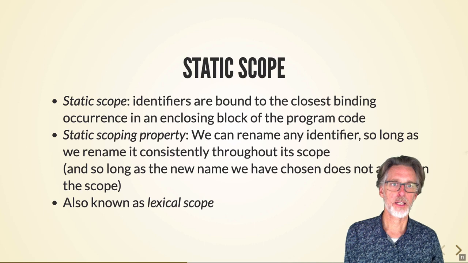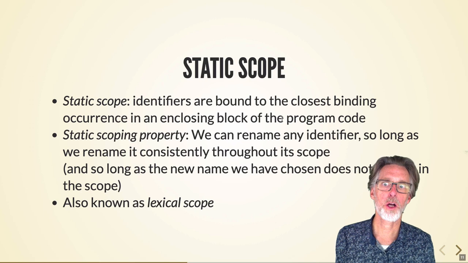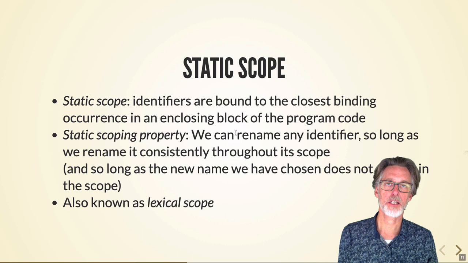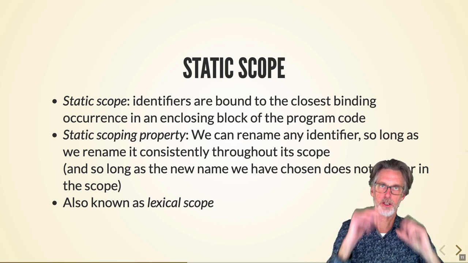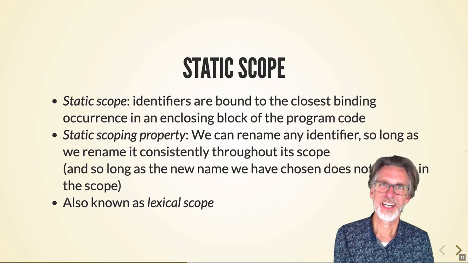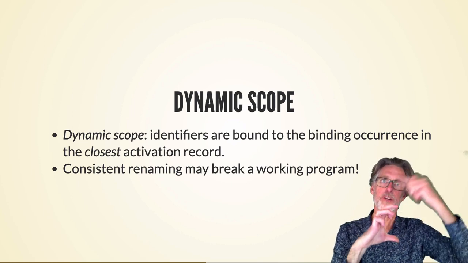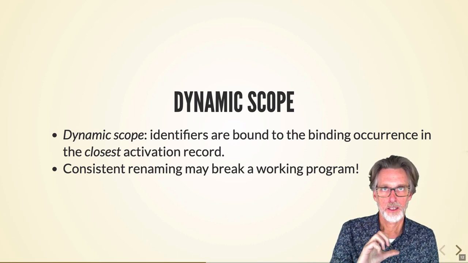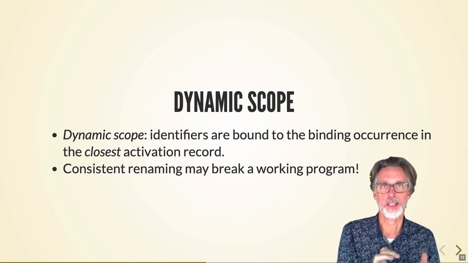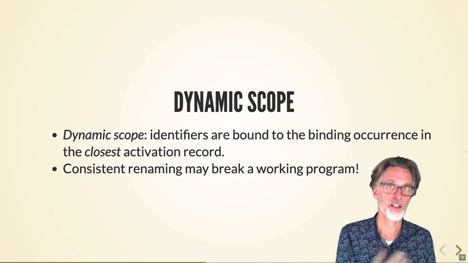In static scope, the identifiers are bound to the closest occurrence of an enclosing block of the program code. This gives us a nice property, which is that we can rename identifiers as long as we rename them in the chunk of code that they appear in. This is known as lexical scope as well. In dynamic scope, identifiers are bound to the occurrence of the closest function call or activation record. Dynamically scoped languages do not enjoy the static scoping property, so renaming variables locally might actually break the entirety of your code.